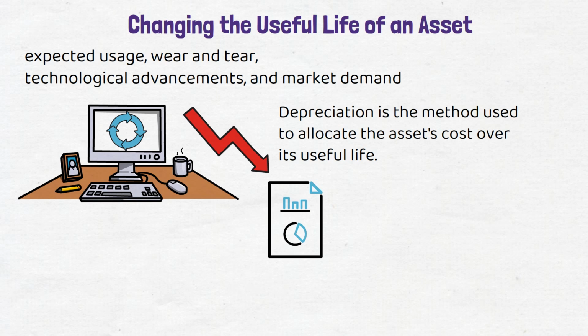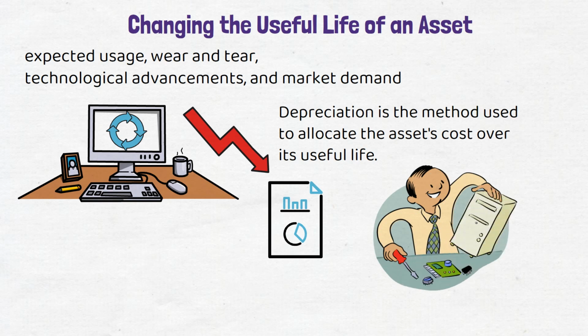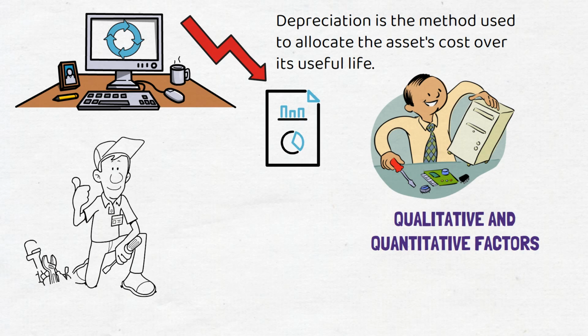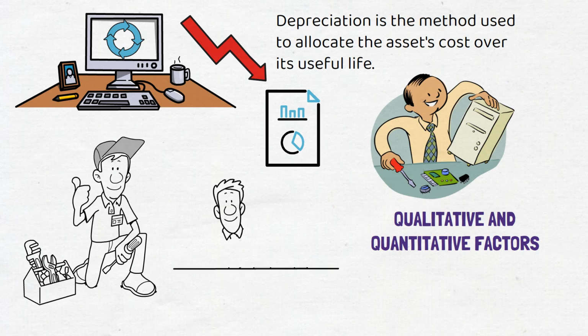To change the useful life of an asset, it is crucial to thoroughly analyze its current condition, expected usage, technological advancements, and market demand. This analysis should consider qualitative and quantitative factors and involve input from relevant stakeholders such as engineers, technicians, and financial experts. Once the analysis is complete, the new useful life of the asset can be determined, and any necessary adjustments can be made to the depreciation schedule.